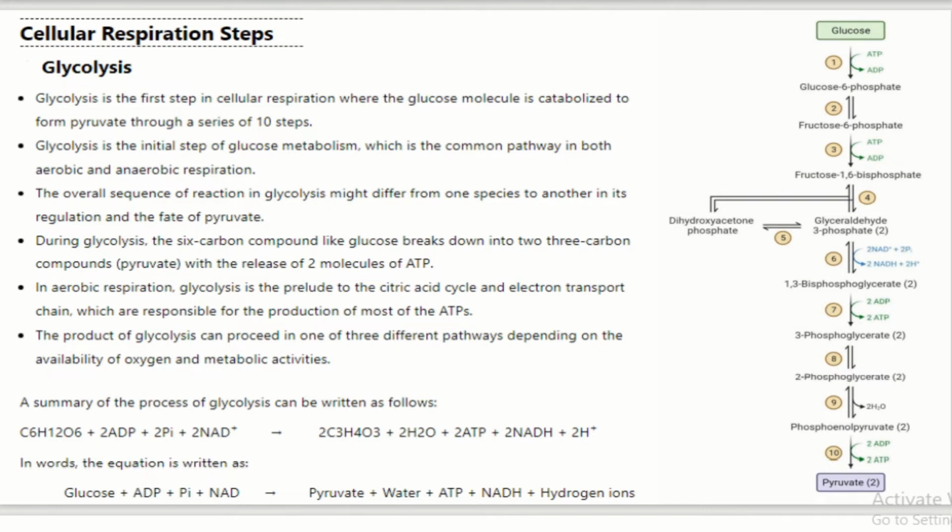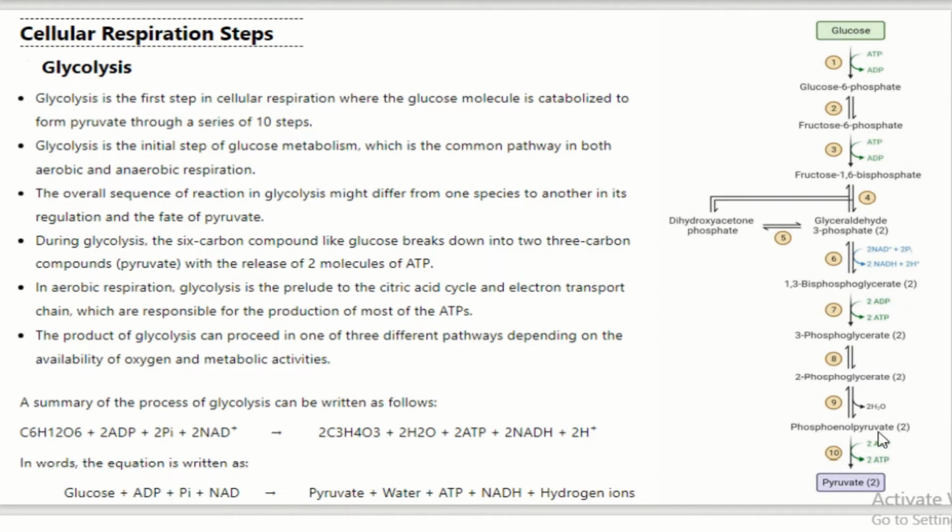The overall sequence of reactions in glycolysis might differ from one species to another in its regulation and fate of pyruvate. During glycolysis, a 6-carbon compound like glucose breaks down into 3-carbon compounds like pyruvate with the release of 2 molecules of ATP. In aerobic respiration, glycolysis is a prelude to the citric acid cycle and electron transport chain, which are responsible for the production of most of the ATPs. The product of glycolysis can proceed in one of three different pathways depending on the availability of oxygen and metabolic activities.